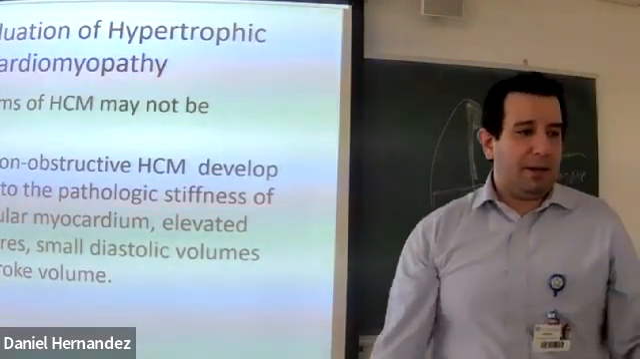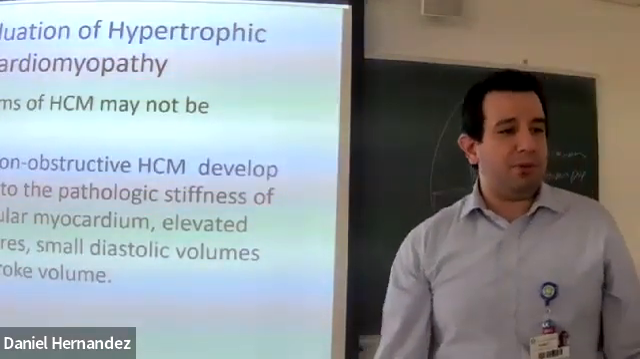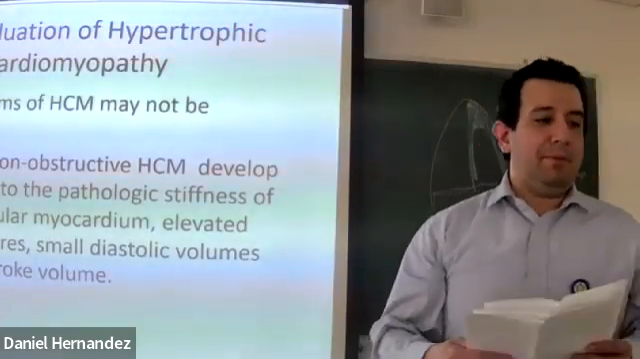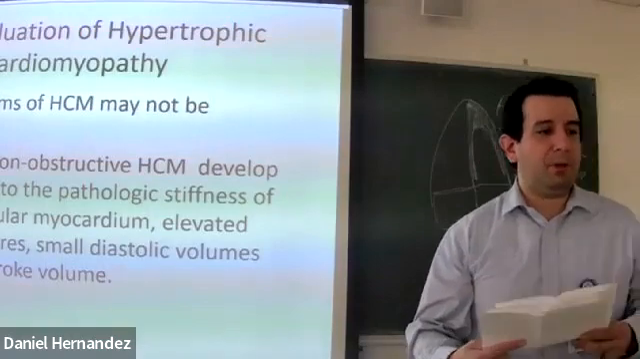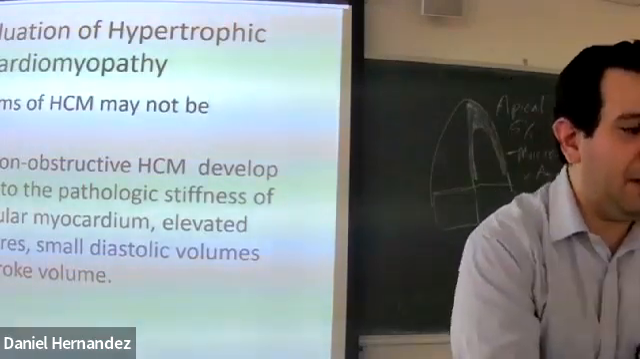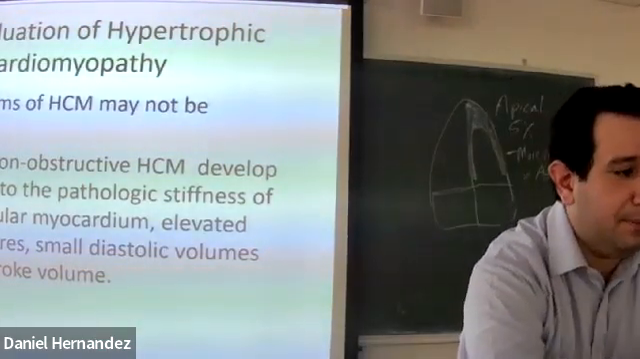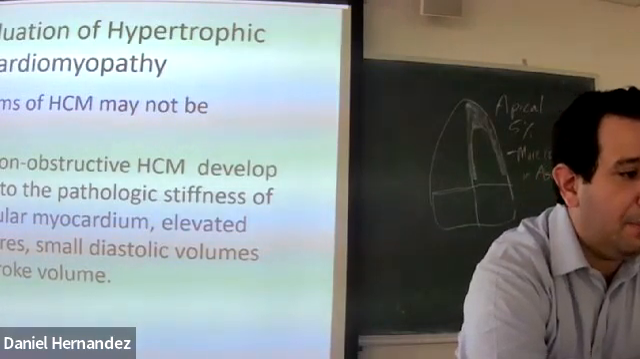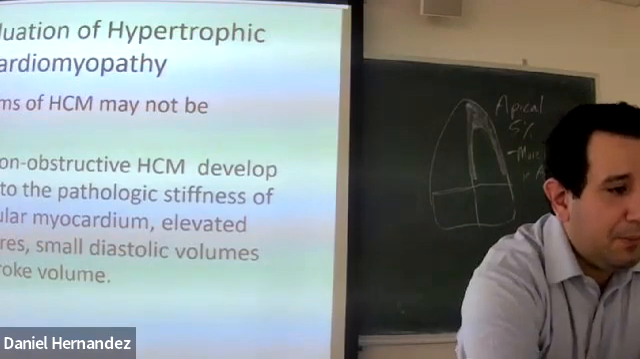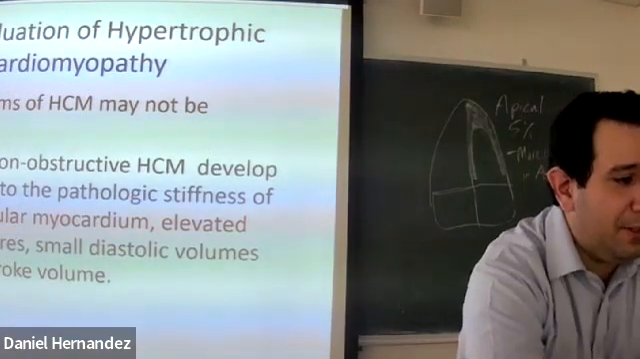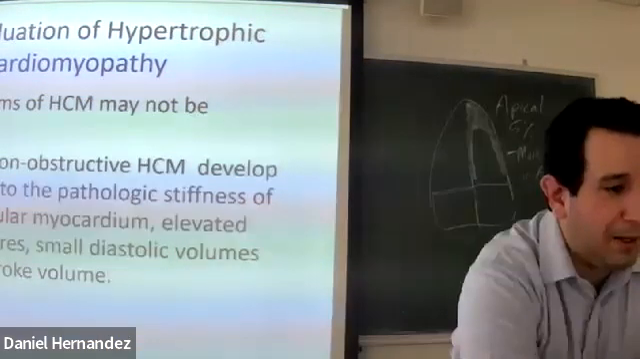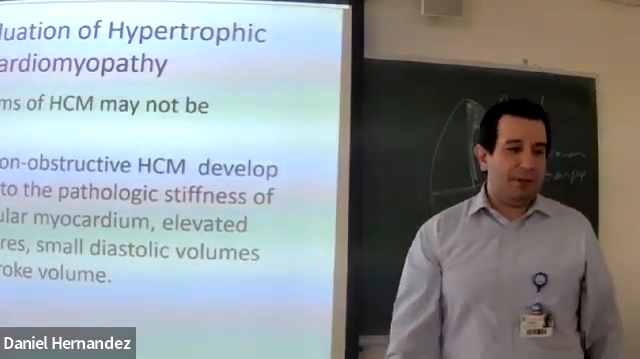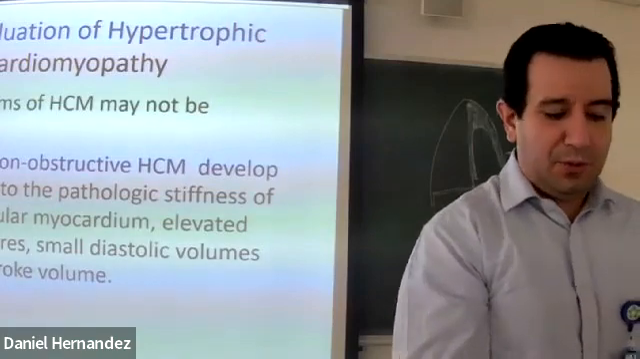Just remember that, again, concentric forms of hypertrophic cardiomyopathy may not have that obstructive component to it, or that LVOT obstruction component to it. Patients with non-obstructive hypertrophic cardiomyopathy develop symptoms due to pathological stiffness of the left ventricular myocardium and elevated diastolic pressures and small diastolic volumes and reduced stroke volume.